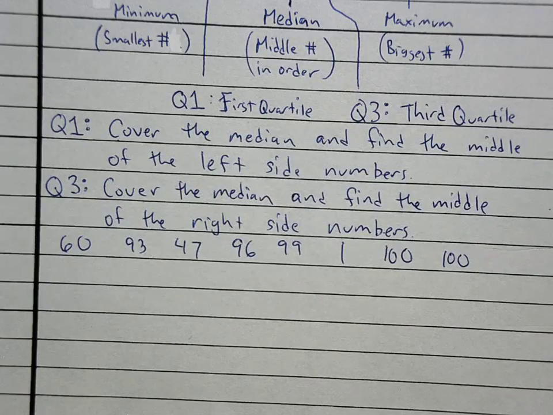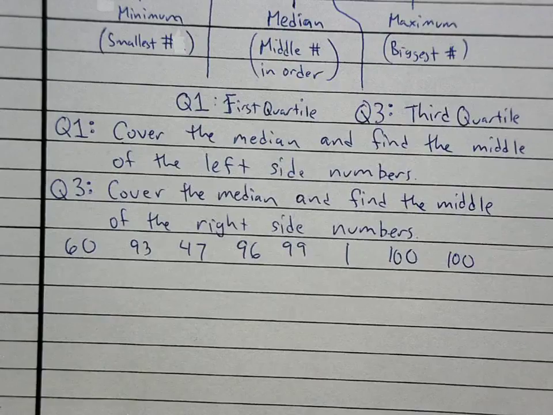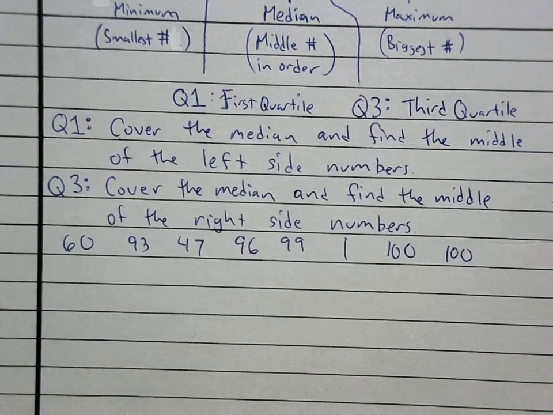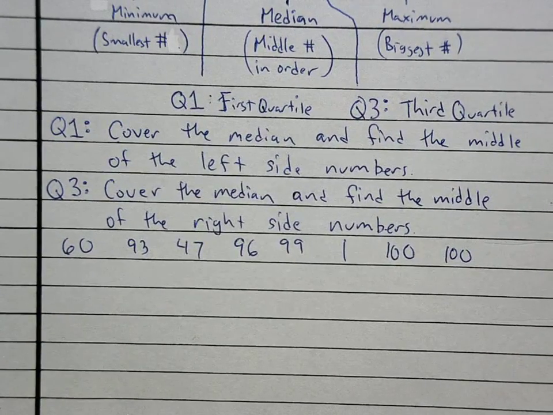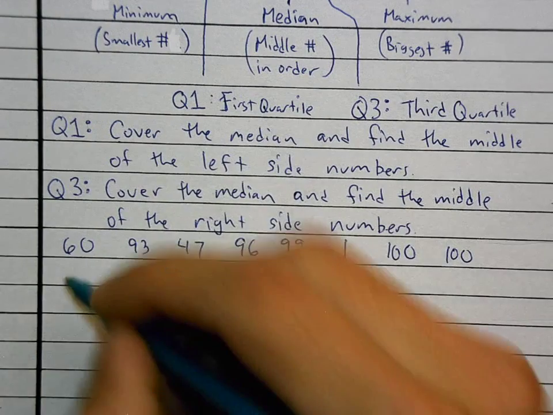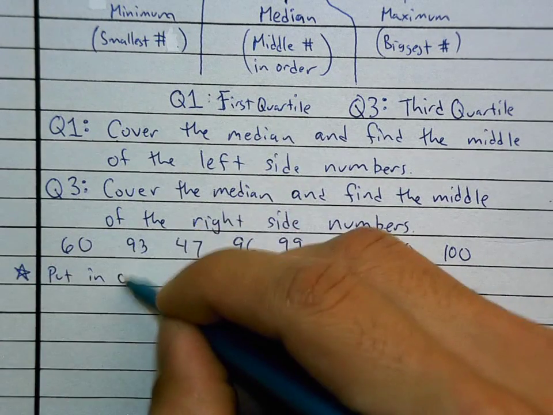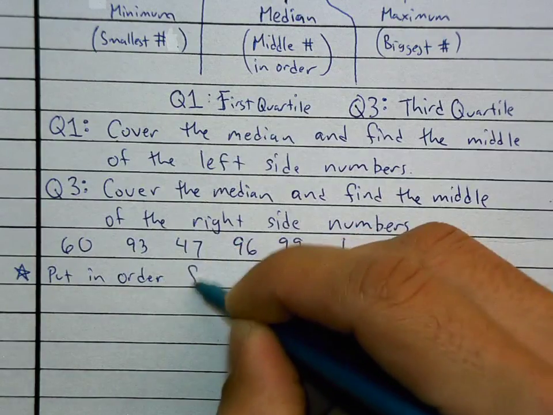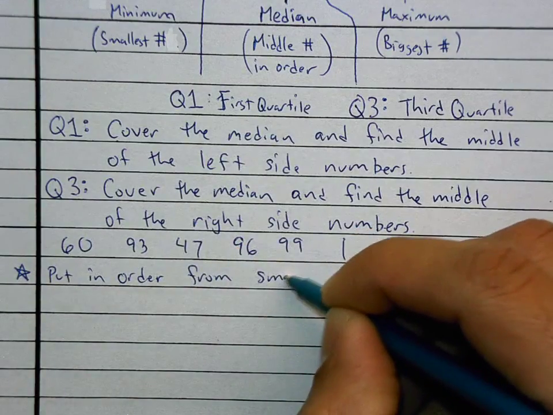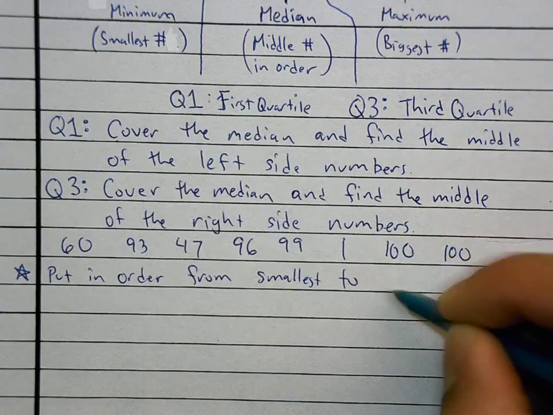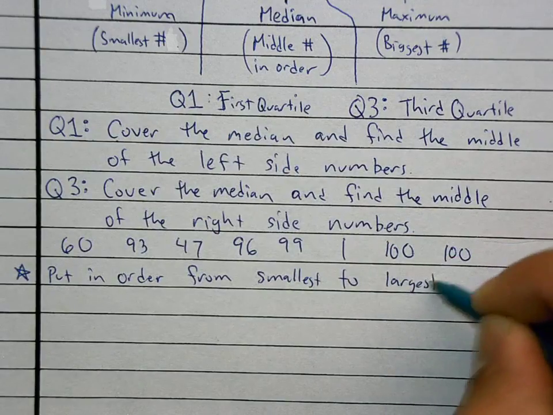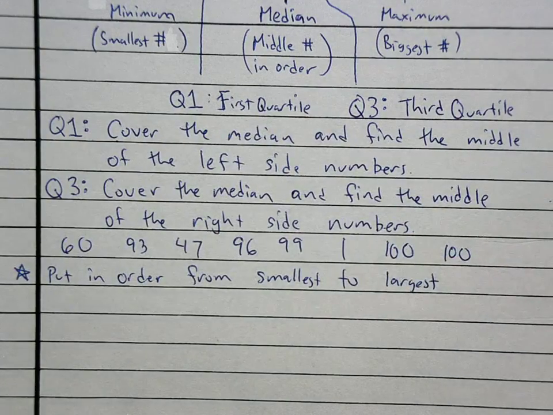Okay. So now what we have is a set of data, and we're going to make a box and whisker plot for these fictitious numbers, and some are true numbers. The first thing that we always do is we put everything in order from smallest to largest. I'm going to put a little star next to this. Put in order from smallest to largest.